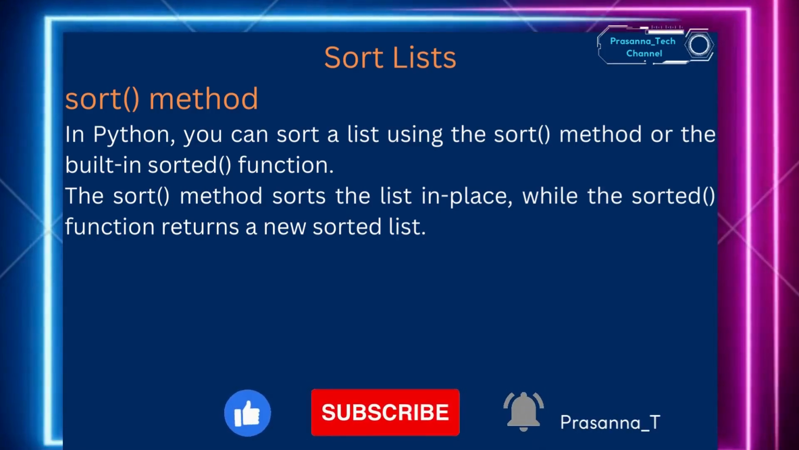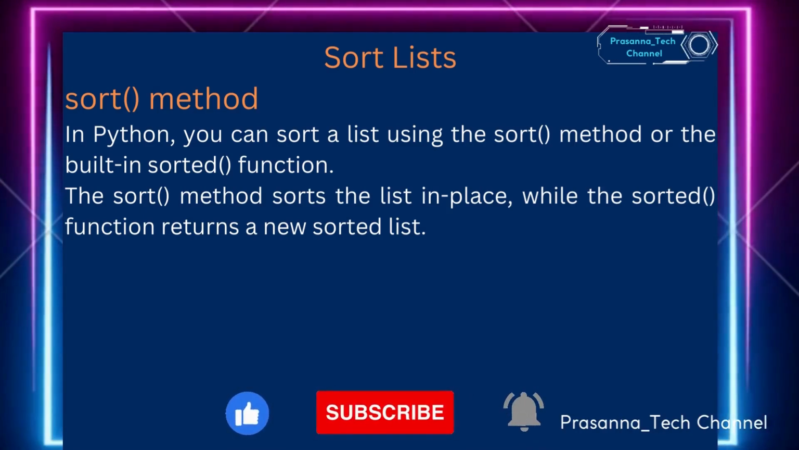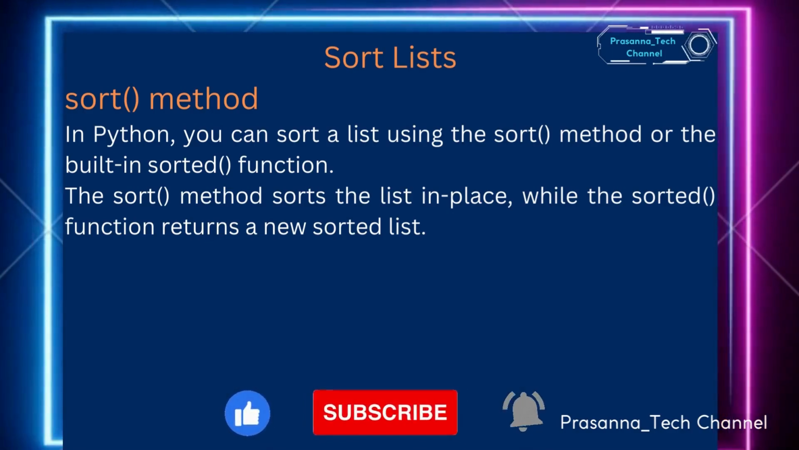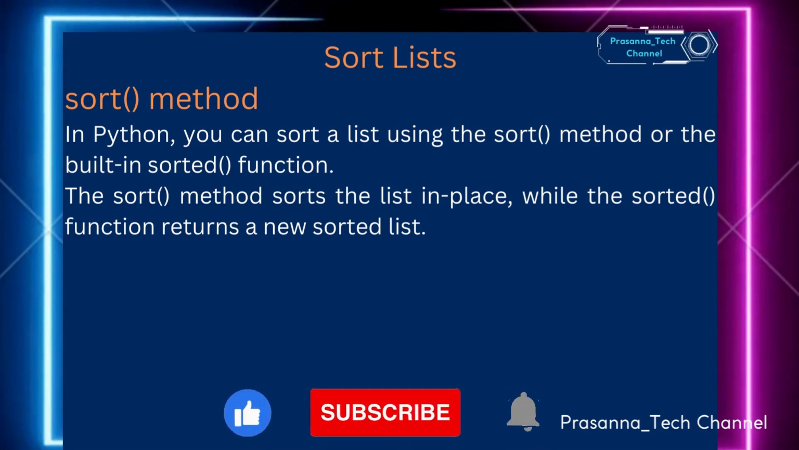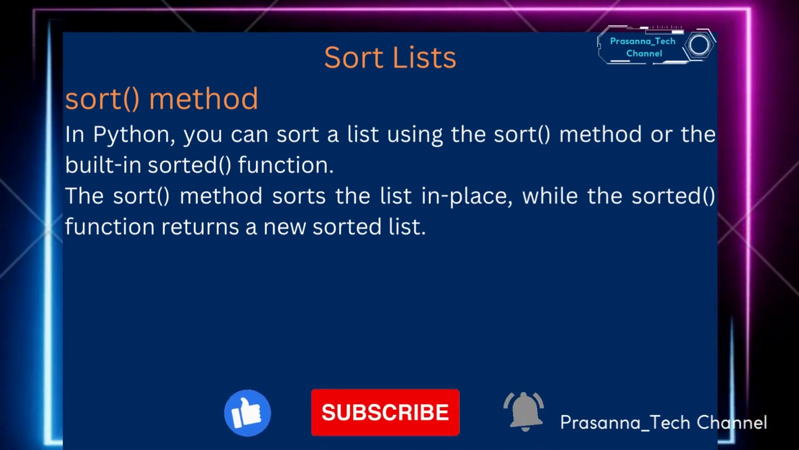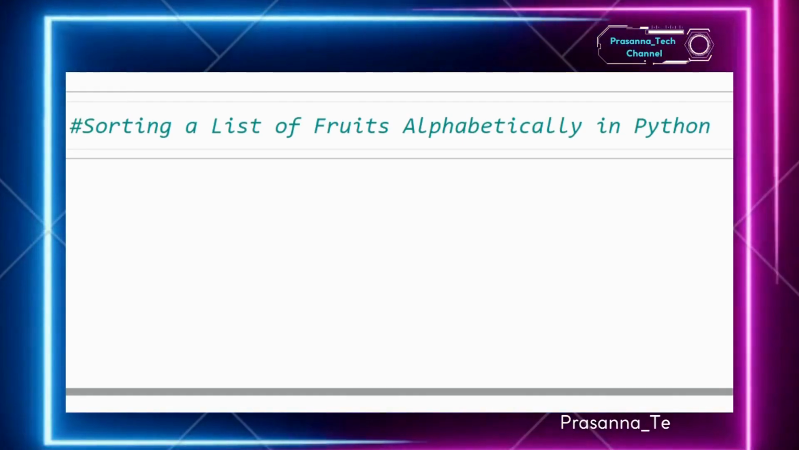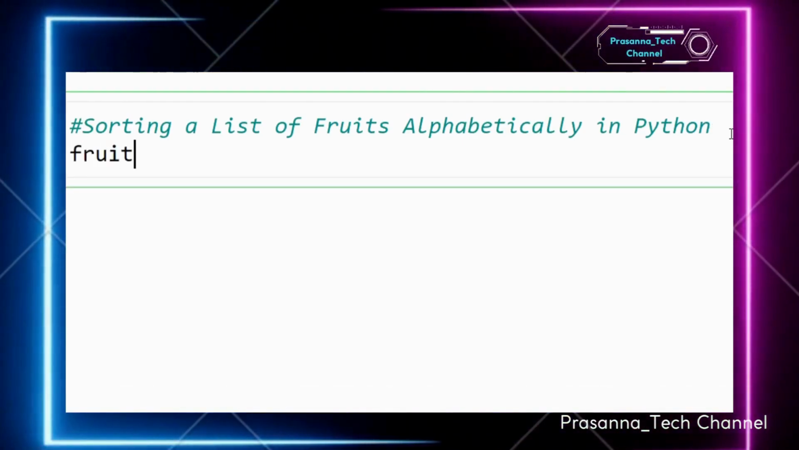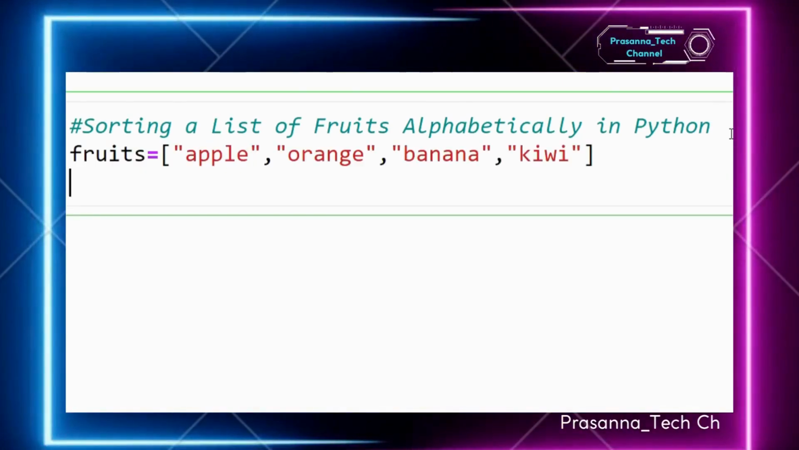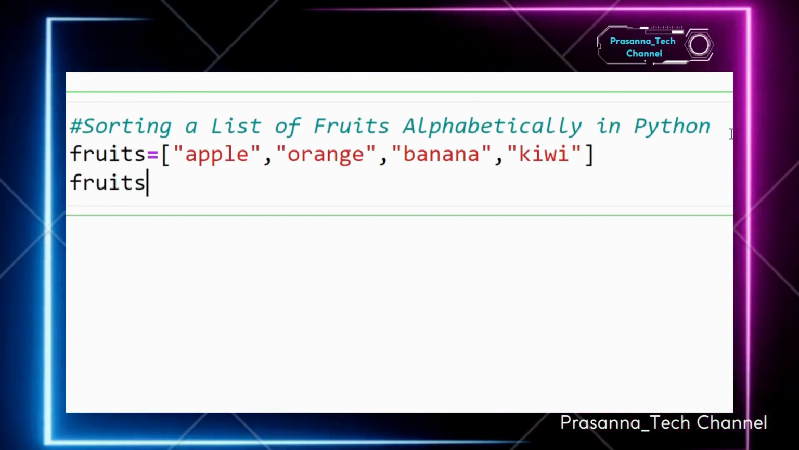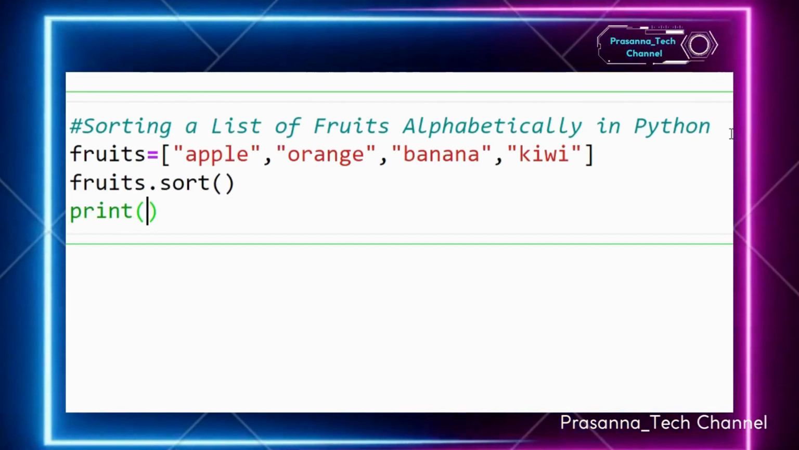Sort lists. Sort method. In Python, you can sort a list using the sort method or the built-in sorted function. The sort method sorts the list in place, while the sorted function returns a new sorted list. Let's take an example. Sorting a list of fruits alphabetically in Python. fruits = ["apple", "orange", "banana", "kiwi"], fruits.sort(). Sort method. print(fruits). Apple, banana, kiwi, orange.